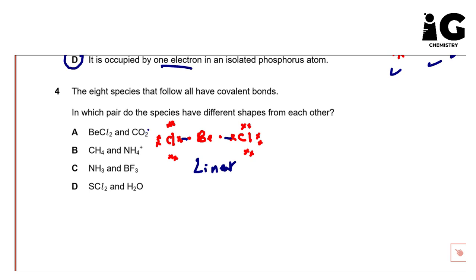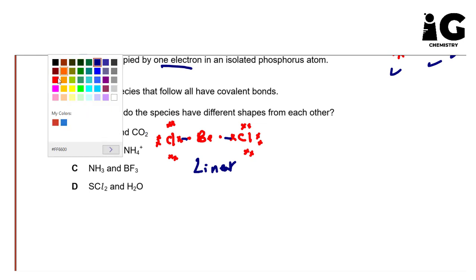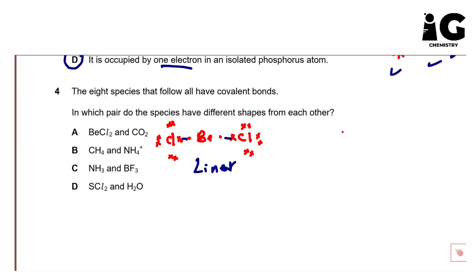What about CO2? For CO2, this is carbon, C. It has 1, 2, 3, 4 in the outermost. Remember, we draw only the outermost electrons, not all electrons. Because carbon's atomic number is 6, the first shell will take 2, the second shell will take 4. And for oxygen, every oxygen atom has 6 in the outermost shell, but only 2 will make the bond.